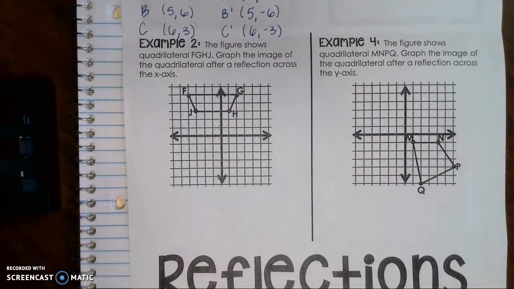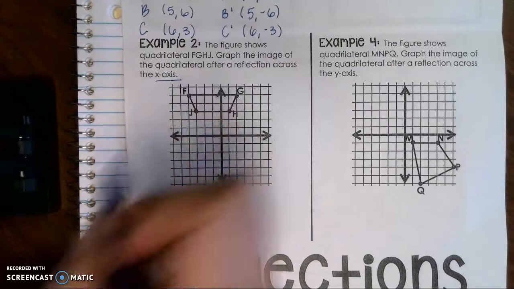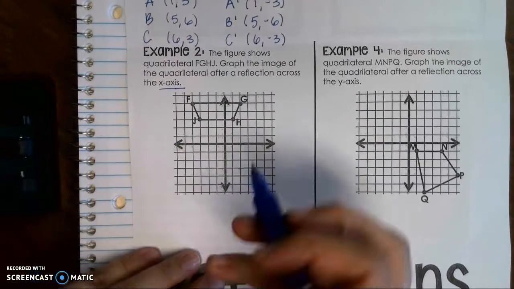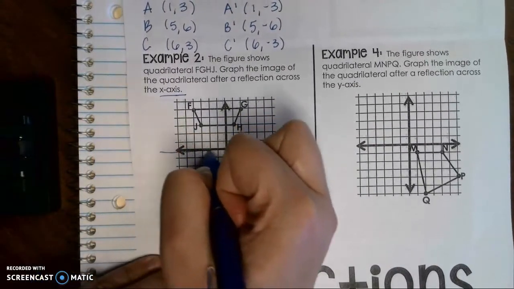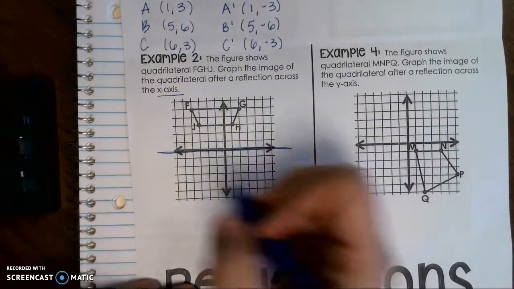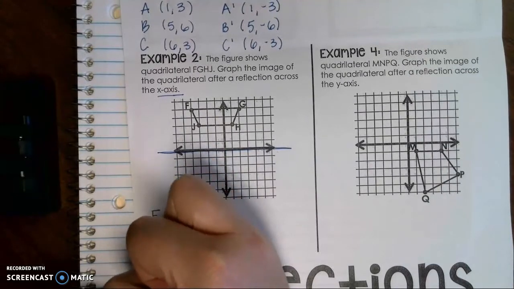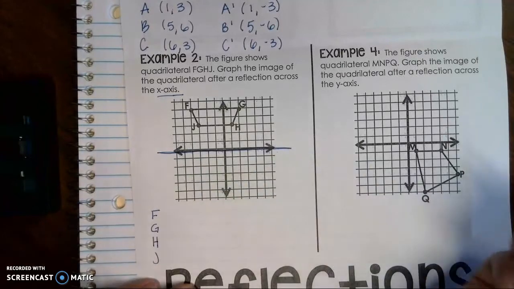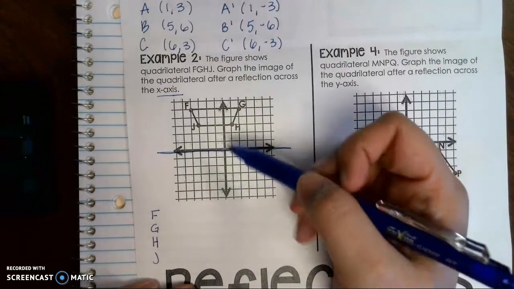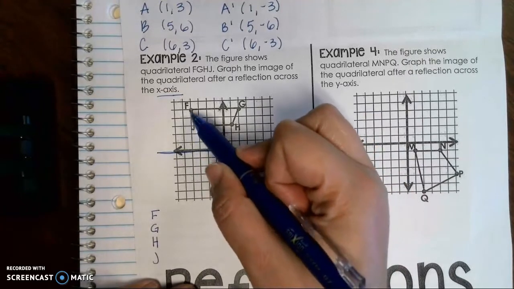Okay, this time I have quadrilateral FGHJ, and we're going to graph the quadrilateral after a reflection across the x-axis. Again, since I'm going across the x-axis, I'm going to draw a line on my x-axis. Kind of lets me know where I'm trying to go across. And then I'm going to write down those original coordinates. F, G, H, J. Kind of a mouthful.